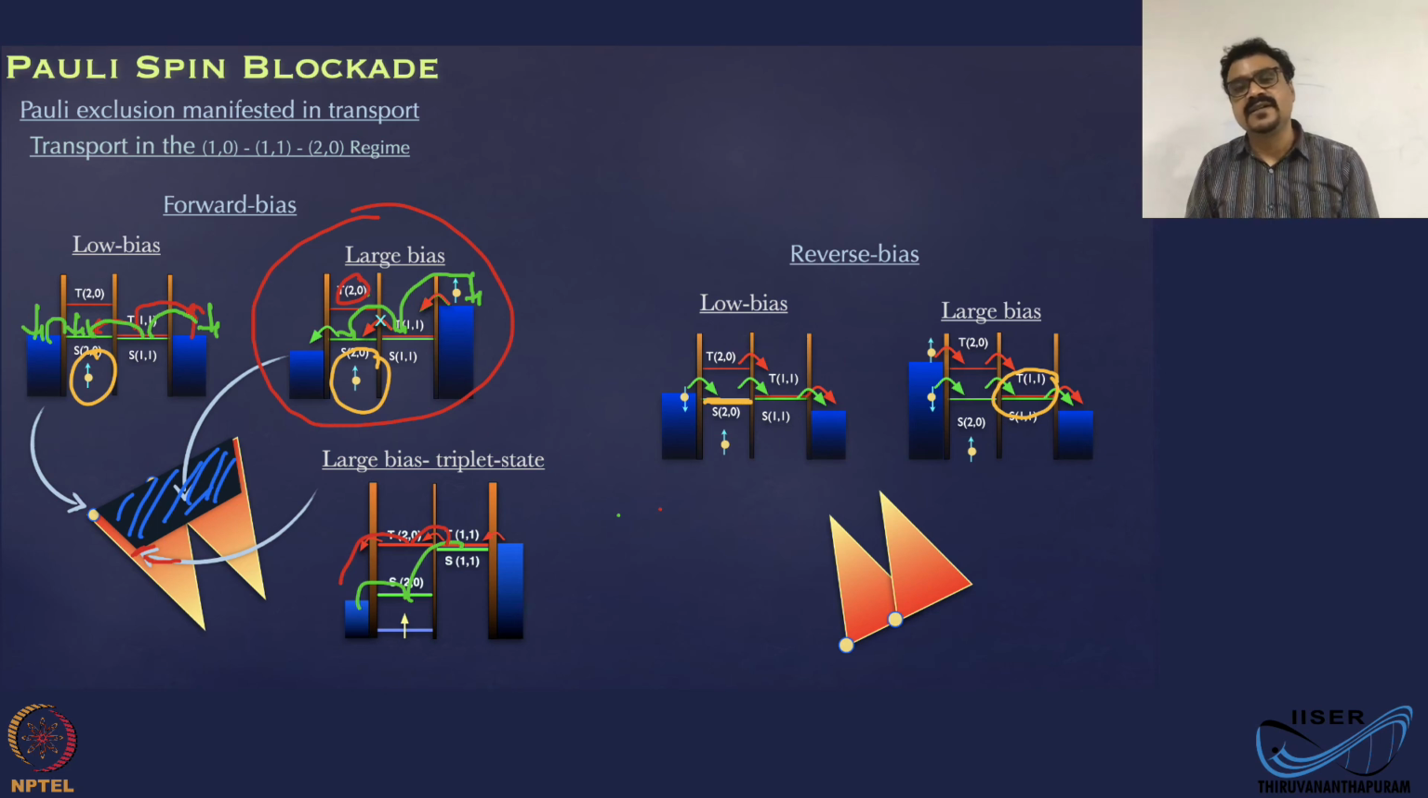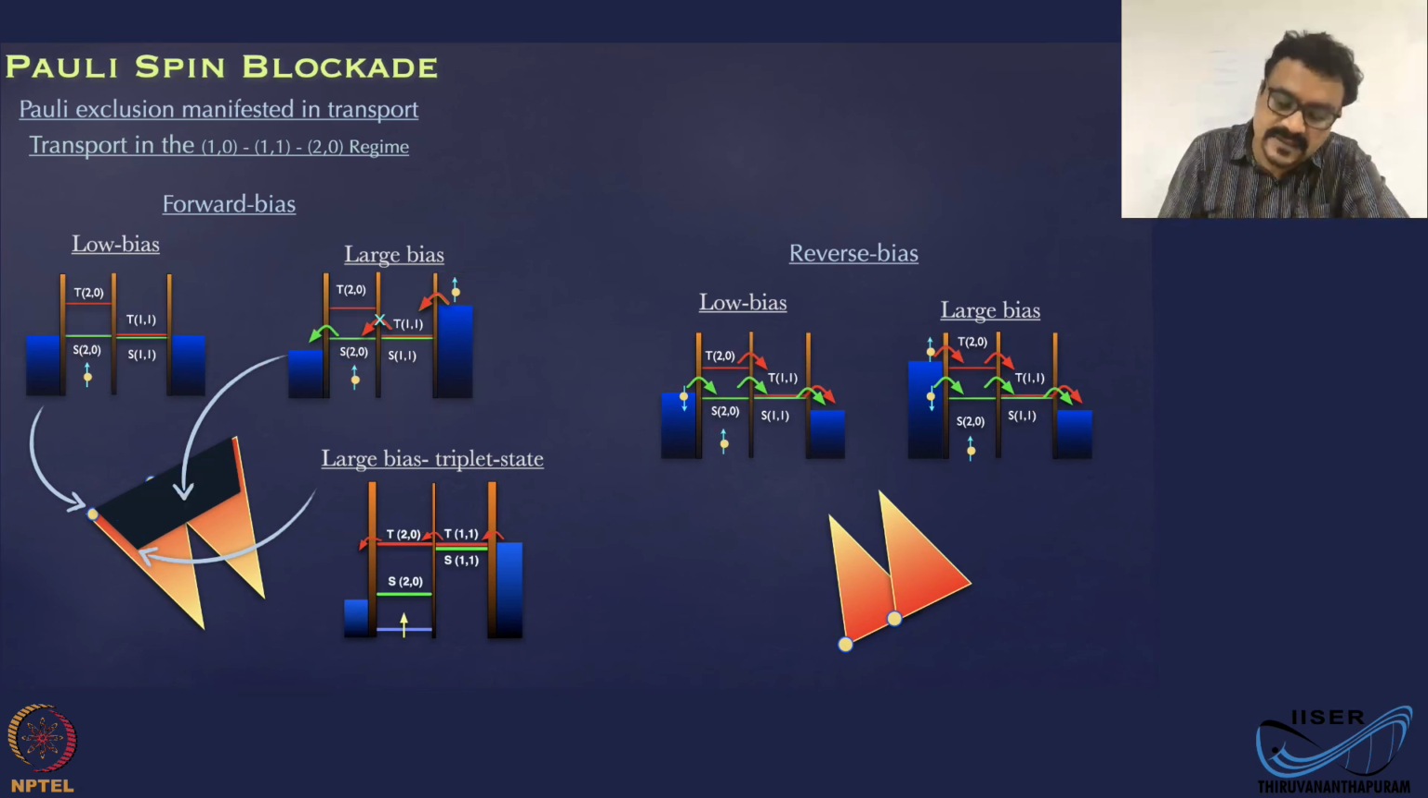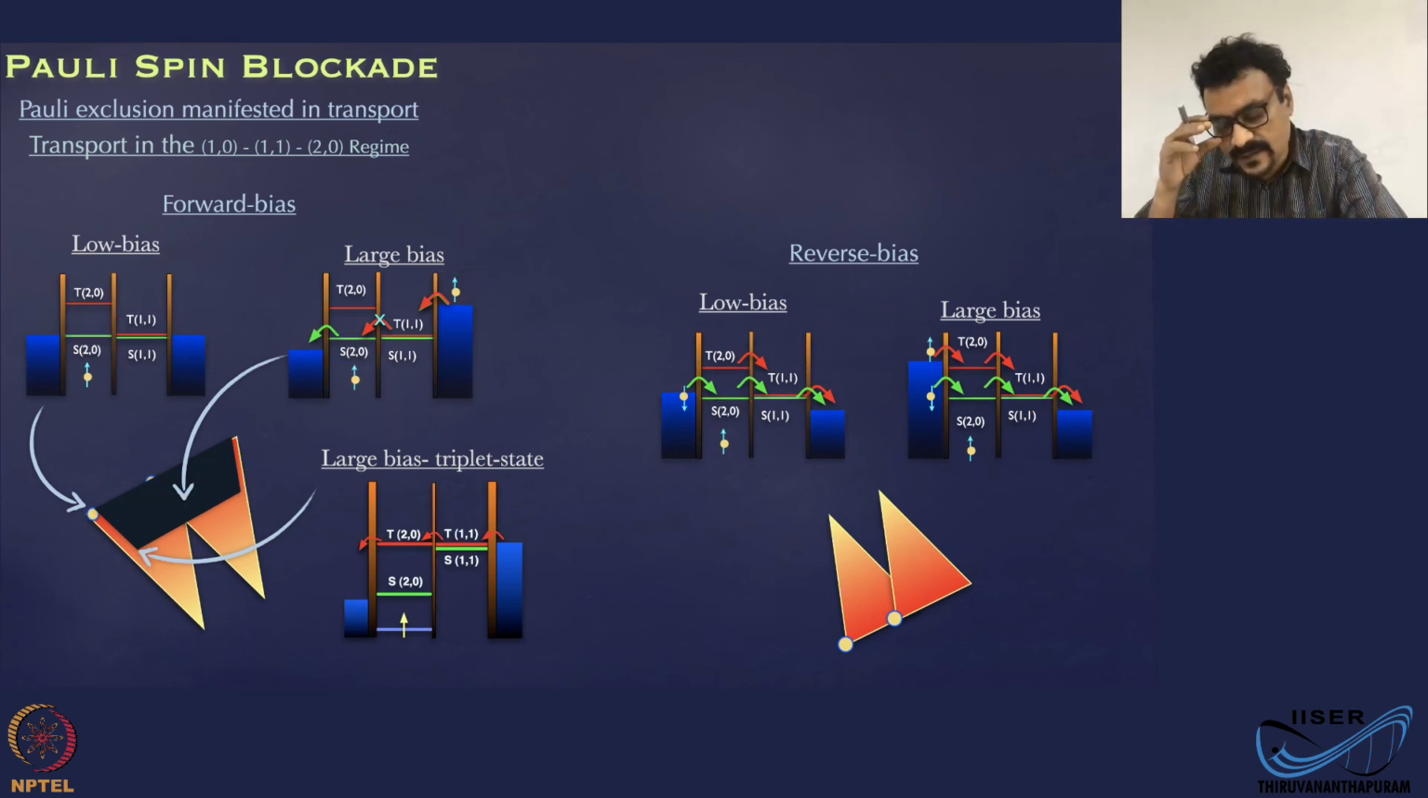Okay. And the spin up electron can actually tunnel when the T20 state is available. Okay. Now, let us inspect what happens in the reverse bias case. The dot configuration, the gate voltage configuration remains the same. The bias is reversed, or the electrons flow in the opposite direction.